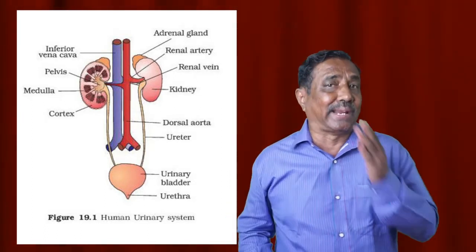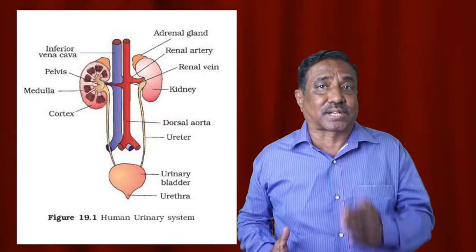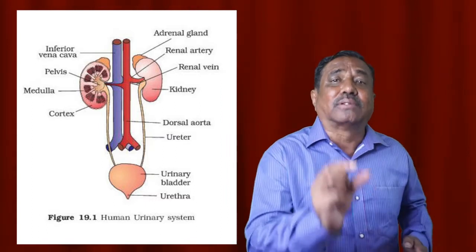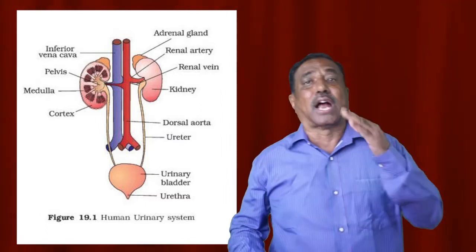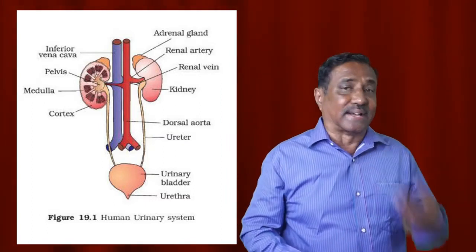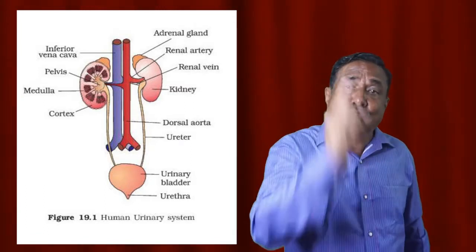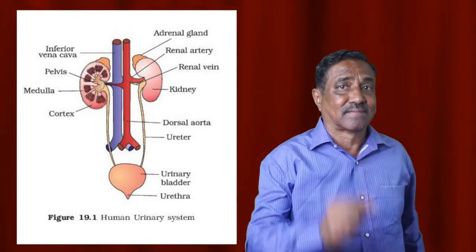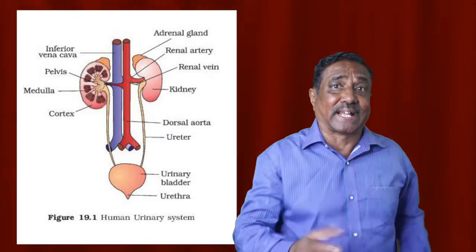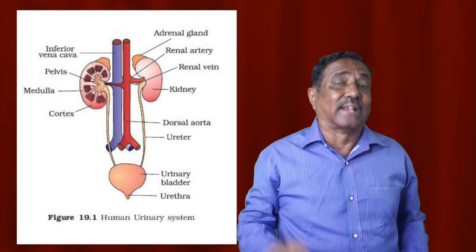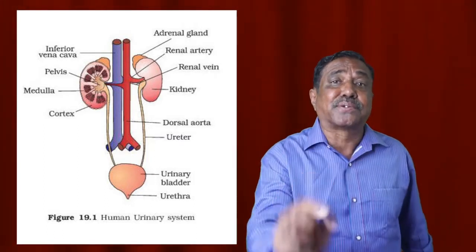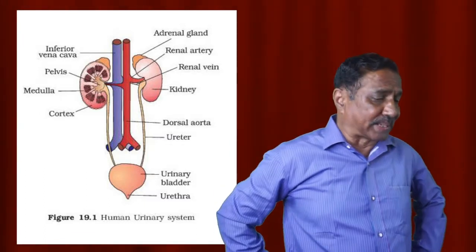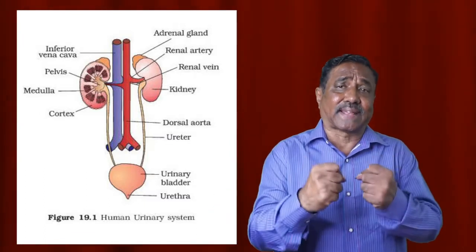reddish brown in color, bean shaped structures are the kidneys, about 10 to 12 centimeters in length and 2 to 3 centimeters in thickness, and 120 to 170 grams in weight. That is also very important. 120 to 170 grams in weight, 2 to 3 centimeters in thickness, and 10 to 12 centimeters in length. That is also very important as far as the kidneys are concerned.